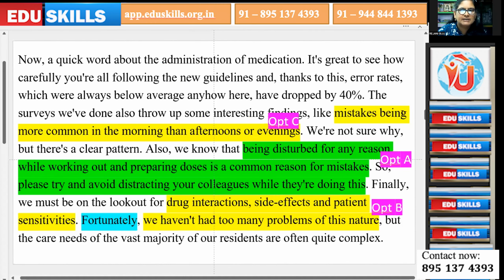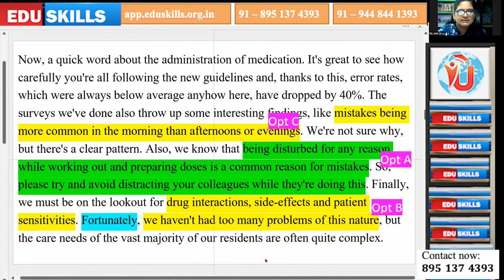They are telling mistakes are common in the morning. So that is the opposite of one option, the one given that it is late in the day. Here it is telling a comparison: common in the morning rather than afternoon or evening. So options can be eliminated in the beginning itself. Again, it's coming to being disturbed for any reason while working out and preparing doses is a common reason for mistakes. So please try to avoid distracting your colleague while they are doing this. So from that we can understand that option A is the answer.